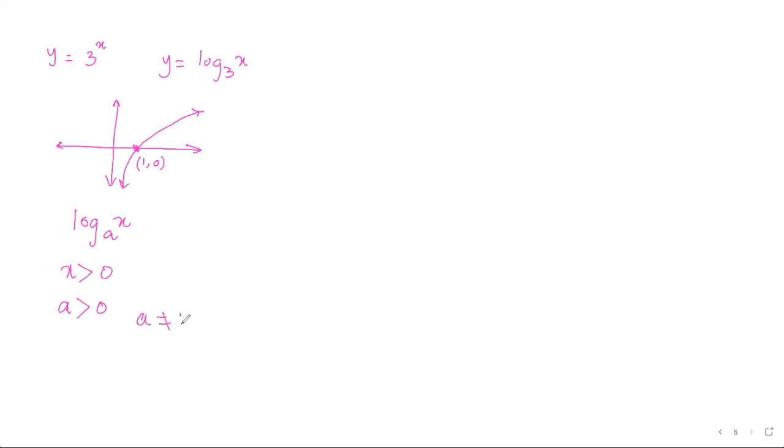Also, a should not be 1, as a base should never be 1. If you take the base as 1, by the change of base rule I can write this as log x over log 1. And you know that log 1 is 0, so this is going to become undefined. That's why the base must not be 1 when writing the log term. So both x and a must be positive, but remember that the base should not be 1 as well.